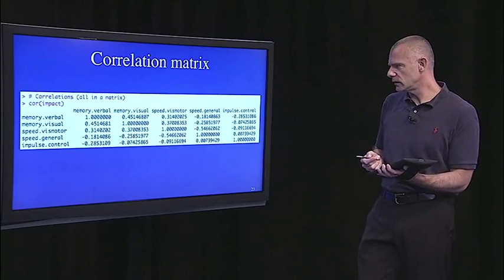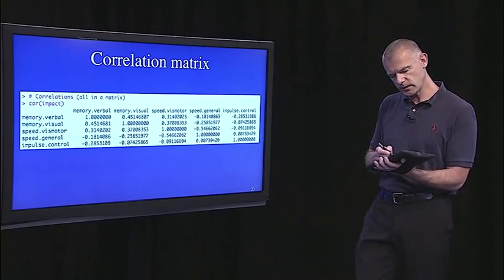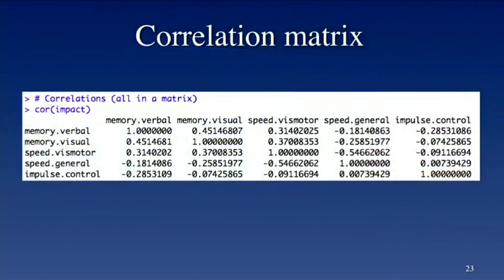Then you also see, again, correlations where you should see them. So the visual motor speed measure is correlated with visual memory at 0.37. So this is showing some validity in this impact assessment tool.